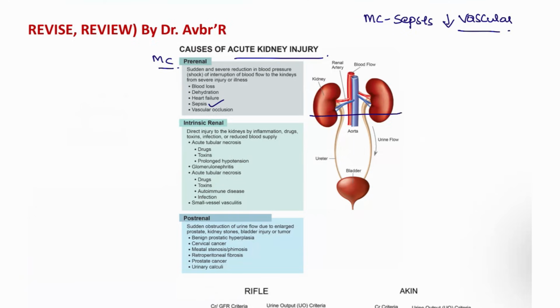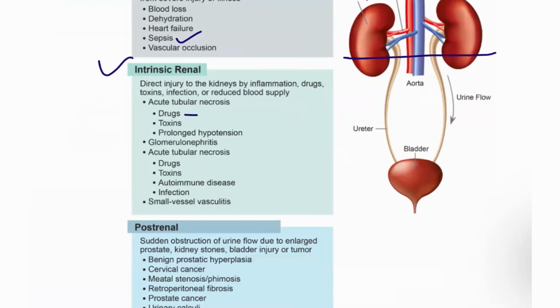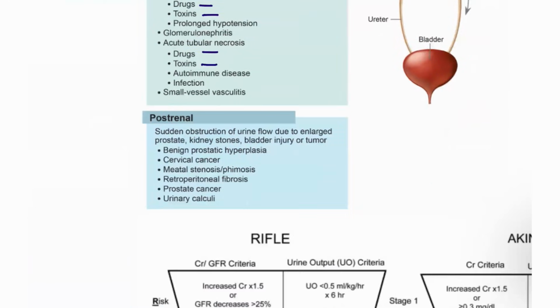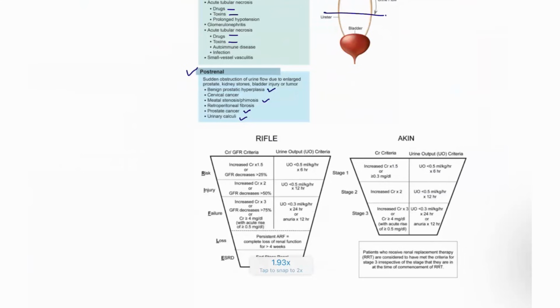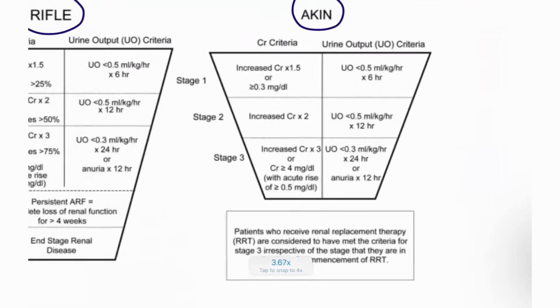Next, within intrinsic renal, the common causes will be drugs and toxins. Again, drugs and toxins will be the most common. Next, post-renal: here it is post-renal obstruction, like hyperplasia or stenosis, prostatic cancer, or urinary calculi. These are the post-renal causes. Next, you have two criteria, the RIFLE criteria and the AKIN criteria. AKIN criteria is the most important.